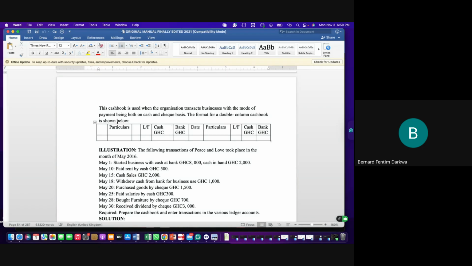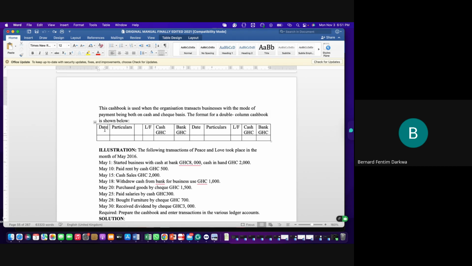When you look at here, you have your particulars, then the ledger folio column, then cash and bank. These are in Ghana cedis. Then there's a double line. From here up to the bank is the debit side for both cash and bank. Then this line here is the dividing one. Then we have the same thing repeating. Here the date should have been here. It's an omission, so there's a date here.